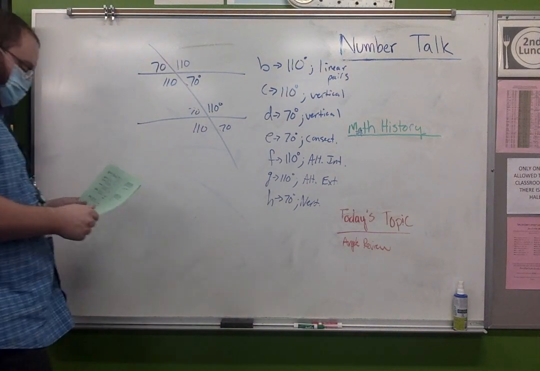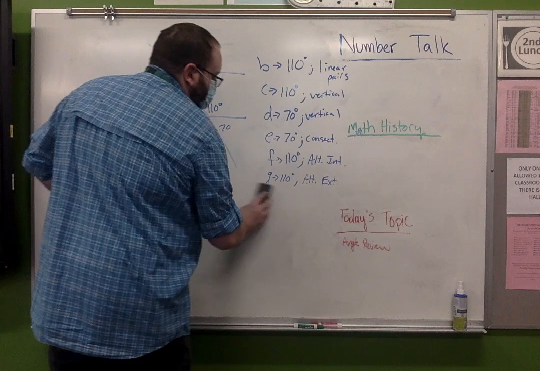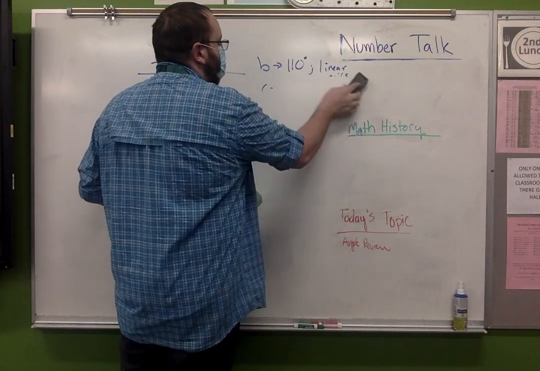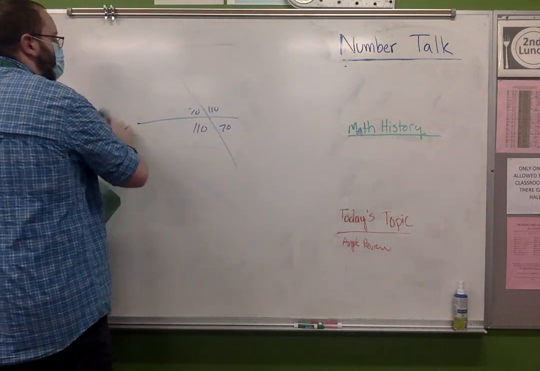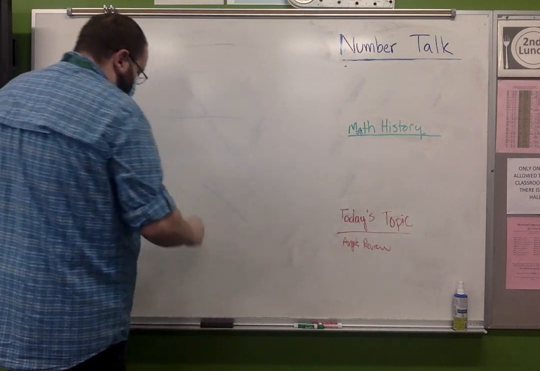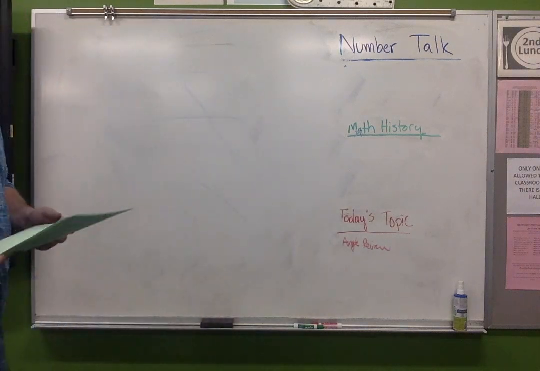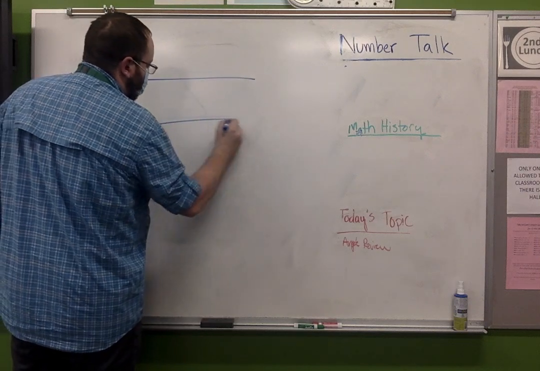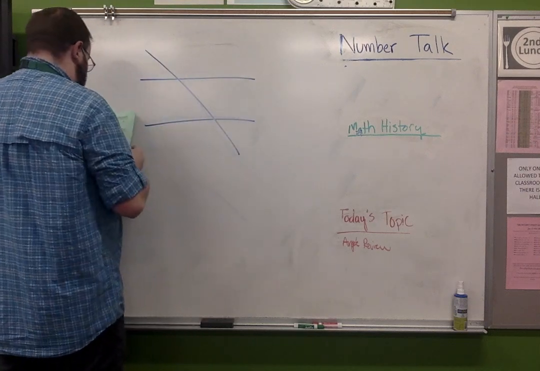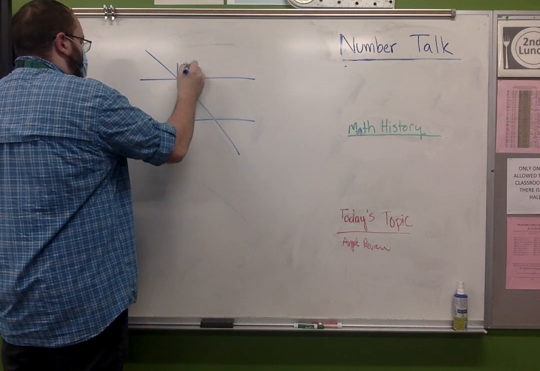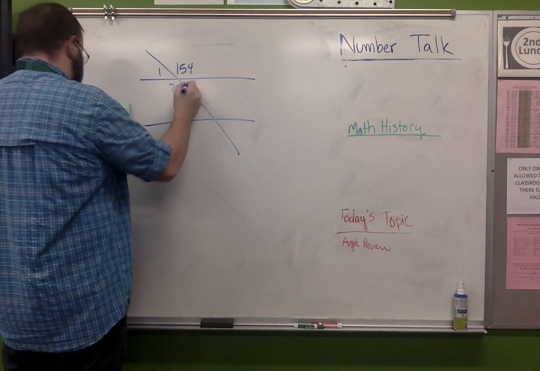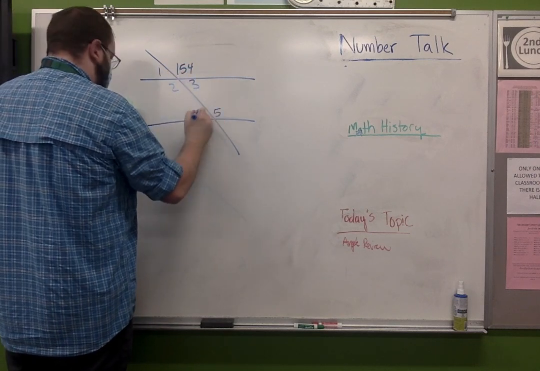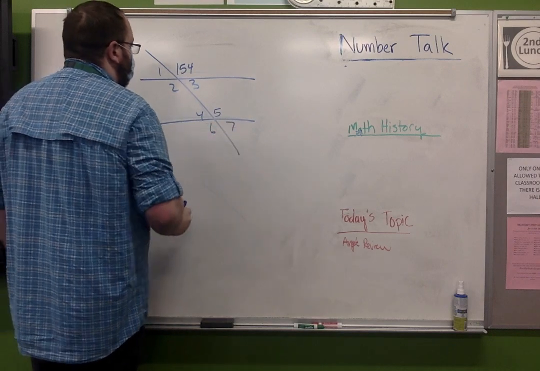There's that first practice problem. We got another one here. It's very, very similar. You should probably pause the video and try this on your own, but I'll give you the answers here. Do it with you. 154. Angles 1, 2, 3, 5, 4, 6, 7.